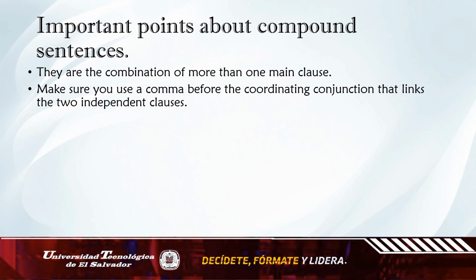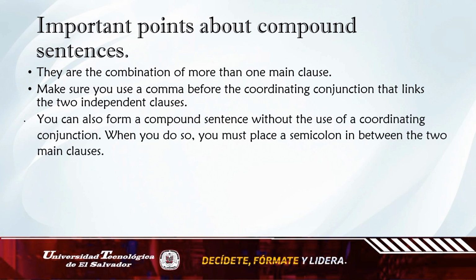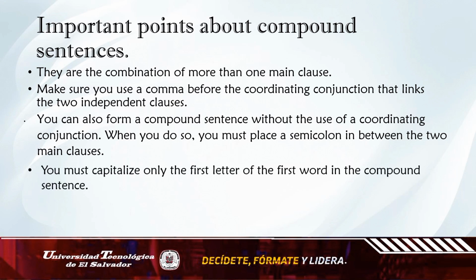The coordinating conjunctions that can be used to link the clauses in a compound sentence are for, and, nor, but, or, yet, so. In some cases, you can also form a compound sentence without the use of a coordinating conjunction. When you do so, you have to place a semicolon in between the two main clauses. As far as capitalization is concerned, you have to capitalize only the first letter of the first word in the compound sentence. Unless you are using proper nouns in the sentence, do not think of capitalizing any other word.